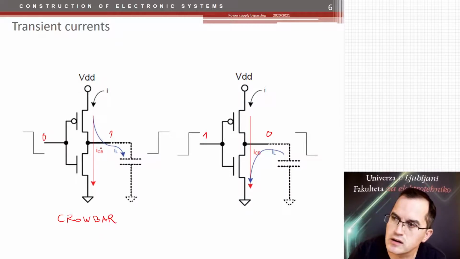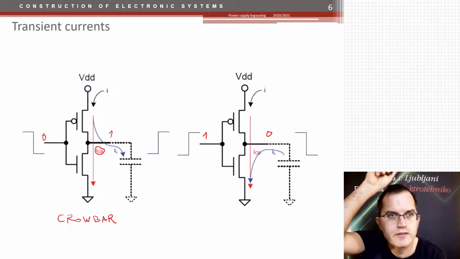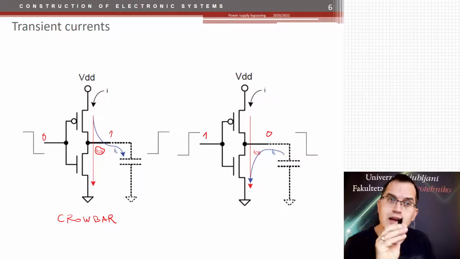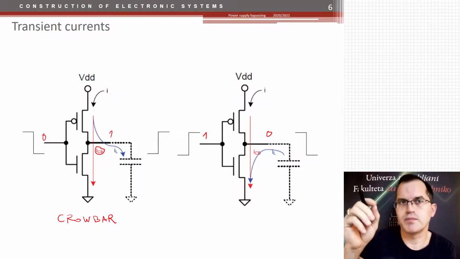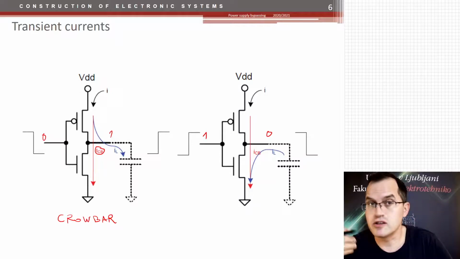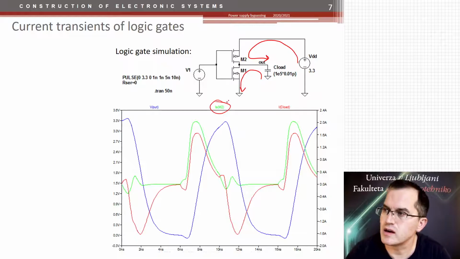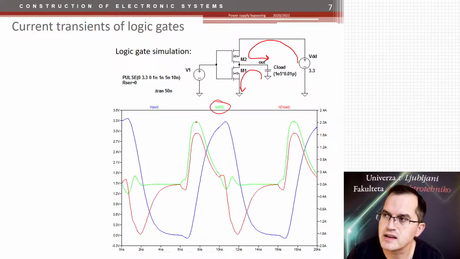The crowbar current is the current that shoots through directly from the power supply to ground. Each time that happens, there is a short period when you have a short circuit between the power supply and ground, in addition to the charging and discharging. That's why the current from the power supply is a little bit bigger than the current charging the capacitor itself, the red one.